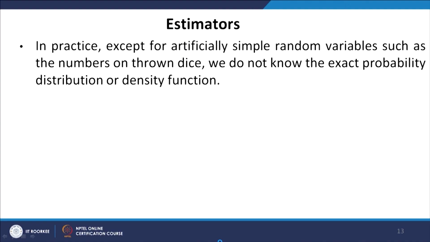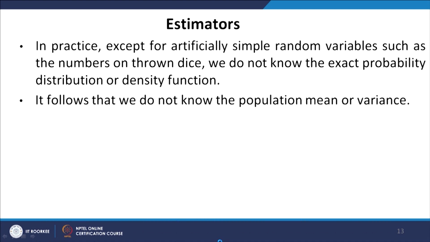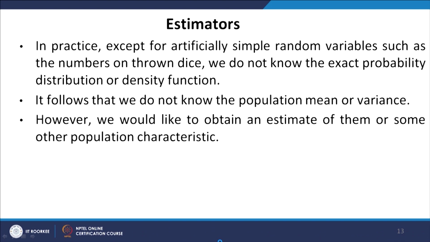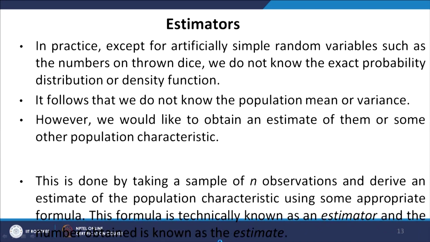The example of dice was pretty simple, where we could work with population, but most often it is not possible to work with population. So, what do we do in that case? In practice, except for artificially simple random variables such as the number of thrown dice, we do not know the exact probability distribution or density function, because we do not have the population observed most often. So, it follows that we do not know the population mean or variance. However, we would like to obtain an estimate of them or some other population characteristic.